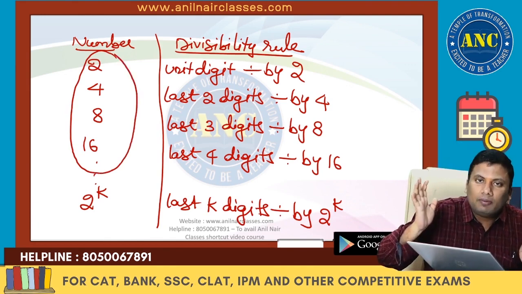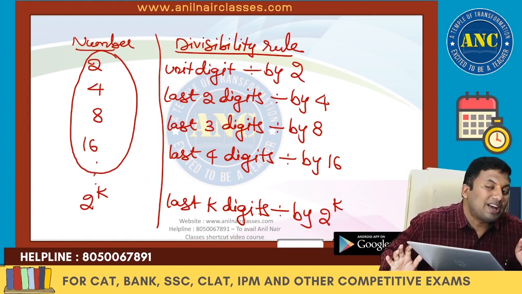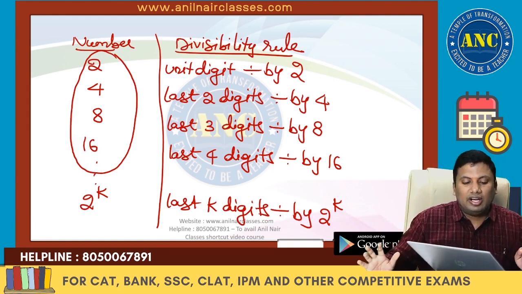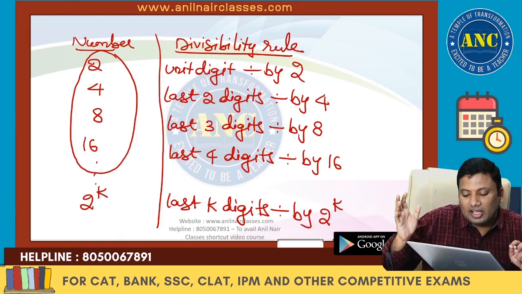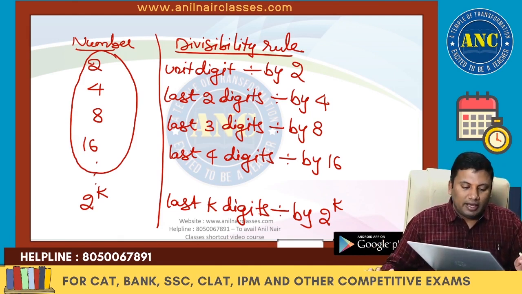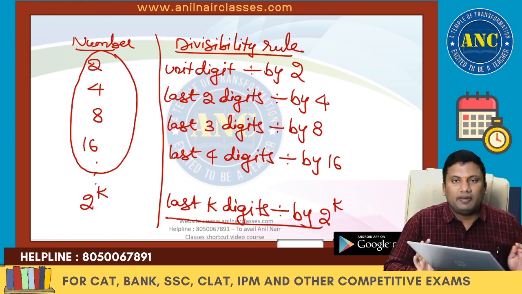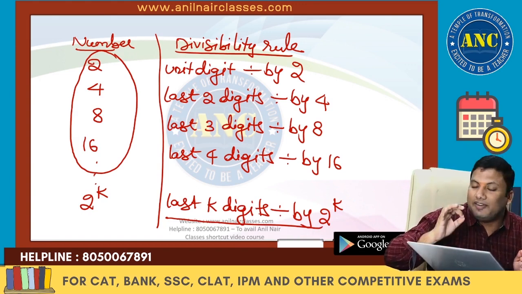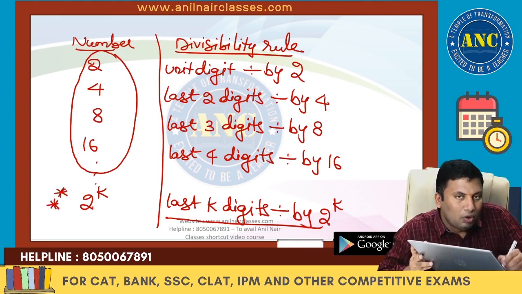2 power 1 means unit digit should be divisible by 2. 2 square means last 2 digits should be divisible by 4. 2 cube is last 3 digits should be divisible by 8. 2 power 4, that is 16, is last 4 digits should be divisible by 16. 2 power k means last k digits should be divisible by 2 power k. I hope the idea is very clear how to determine the divisibility rule for 2 power k.